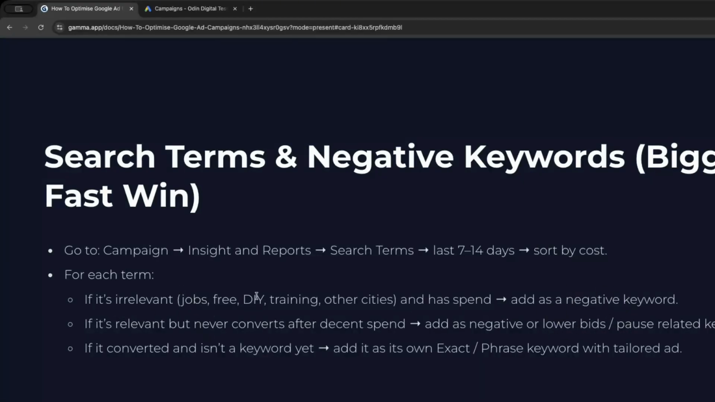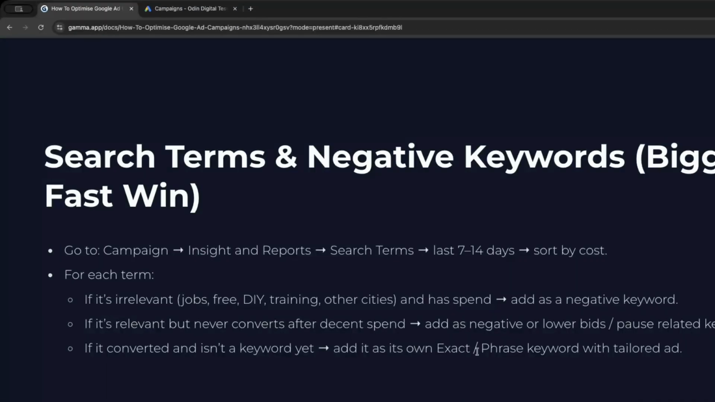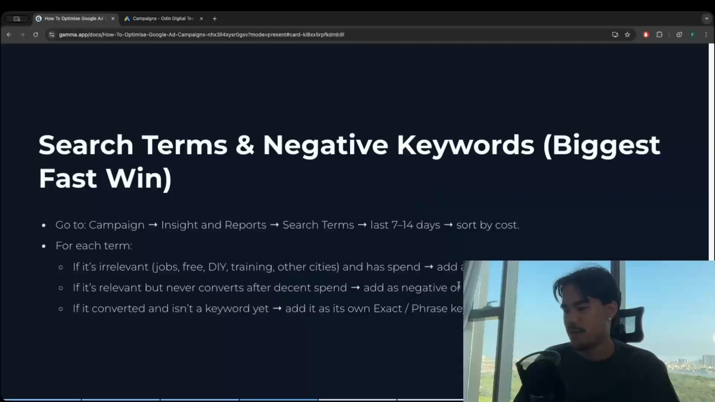If it's relevant but never converts after decent spend, we want to add it as a negative or lower bids / pause the related keyword. And if it did convert, right, and isn't a keyword yet, maybe you used broad match or something like that, then we want to add it as its own exact / phrase match keyword with a tailored ad. Because if you didn't think of this one keyword or search term when you were making the ads, and then all of a sudden you ran some phrase match or broad match terms and the search term converted, you're like, okay, maybe I should run more ads towards that search term. So you would do that if that were the case.